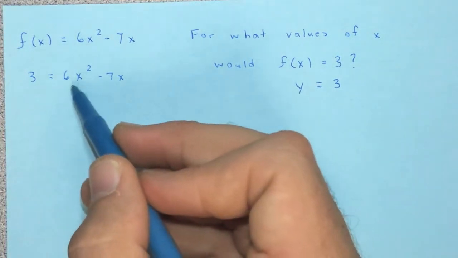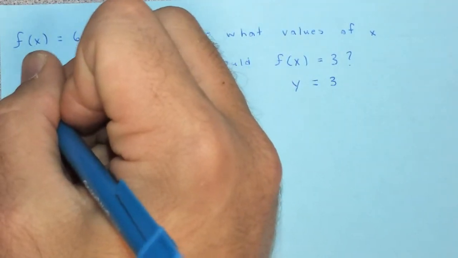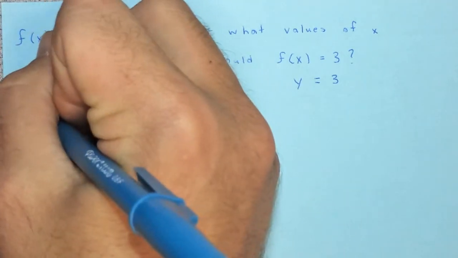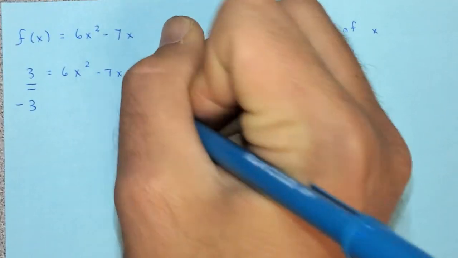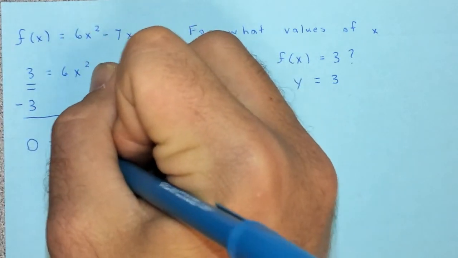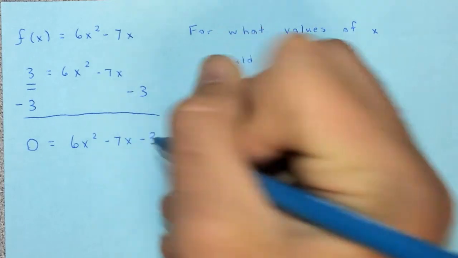Well, I see something that looks like it could be factorable, but it's not in standard form. It's in some other form. So let's get rid of that 3. Let's move the 3 over to here. So I have 0 is equal to 6x squared minus 7x minus 3.